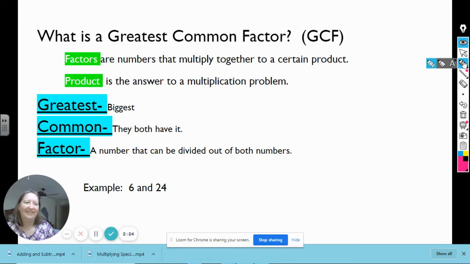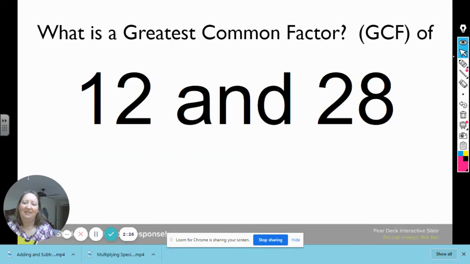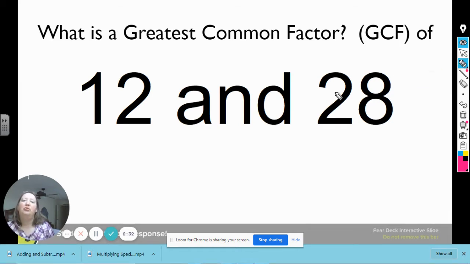All right, next slide. So what is the GCF of 12 and 28? So you're going to go through your multiplication tables and think of it as division. Divide by 1, 1 and 12. Divide by 2, 2 and 6. Divide by 3, 3 and 4. And that's it. We won't divide by 5 evenly or 7.